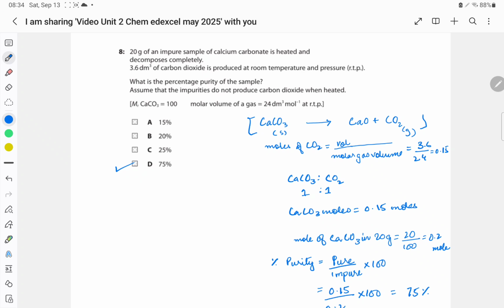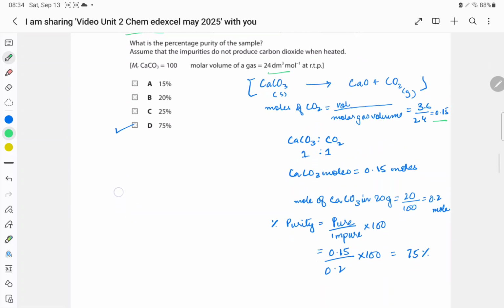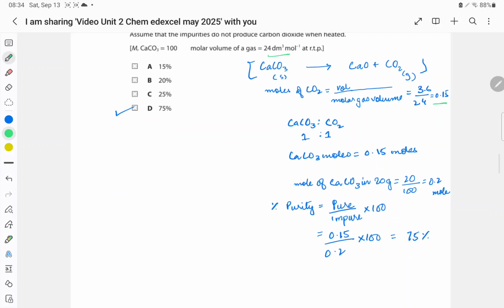That's very simple. The volume that is already given to us is 3.6 dm cube. So we divide by 24, the molar gas volume, which is also given to us over here, because we don't need to change the units as both of them are in dm cube. So now we have got the moles of carbon dioxide, that's 0.15, and we know the molar ratio from the equation is 1:1. So the same will be the moles of calcium carbonate.